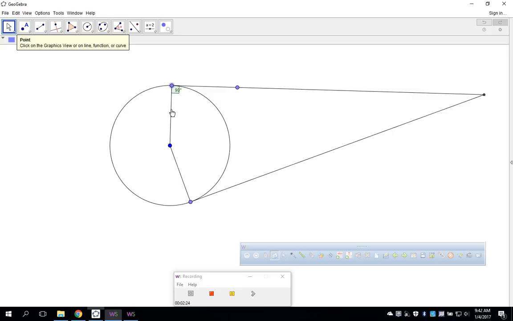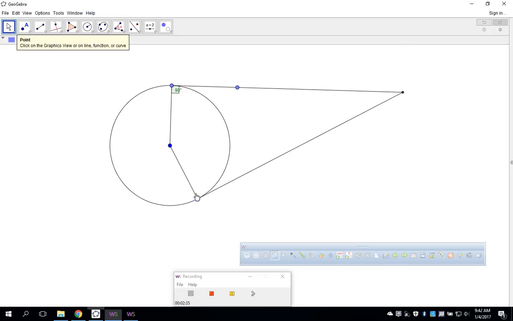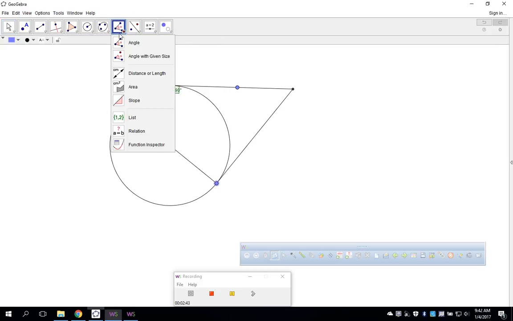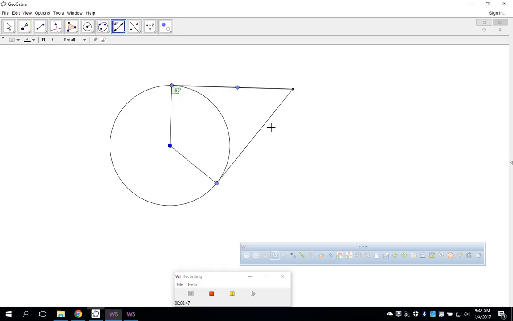Who can make a conjecture about these two segments right here? What do you think? What appears to be true about this segment here and this segment here? Those two tangent segments. Well, I'm going to show you. Distance, length. I'm going to measure this. I'm going to measure this. Hey, they're both 6.81. Okay?